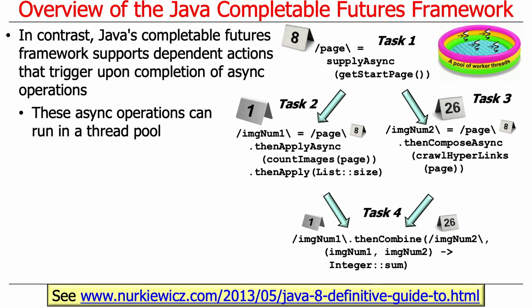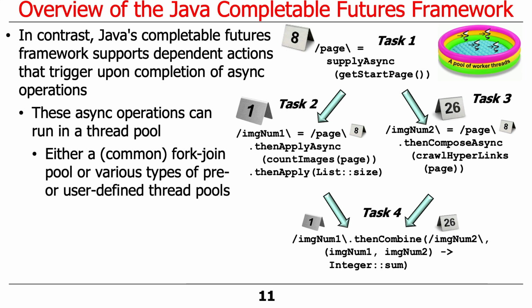These async operations can run in a thread pool, or almost always run in a thread pool, which is either the common fork join pool, some other fork join pool, or some other type of either predefined or user-defined thread pools, like a fixed size thread pool or a cached thread pool or whatever kind of thread pool you might want to make. The fork join pool designer could plug his thread pool in if he so desired.